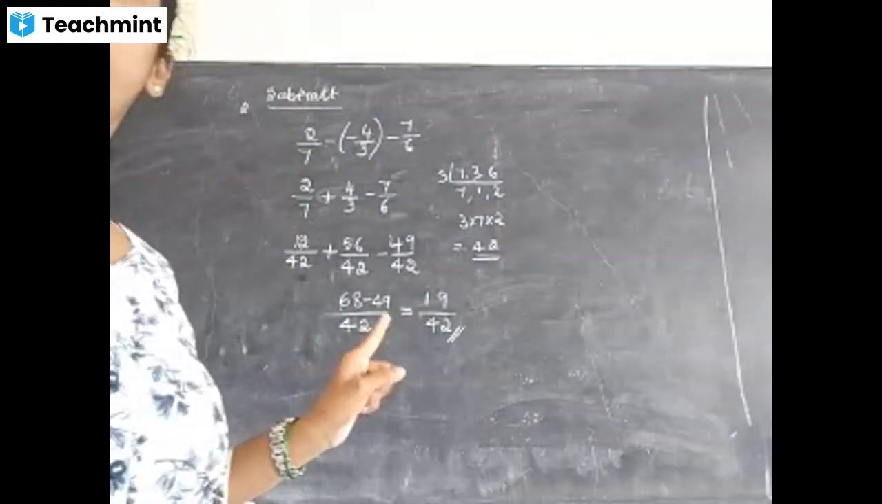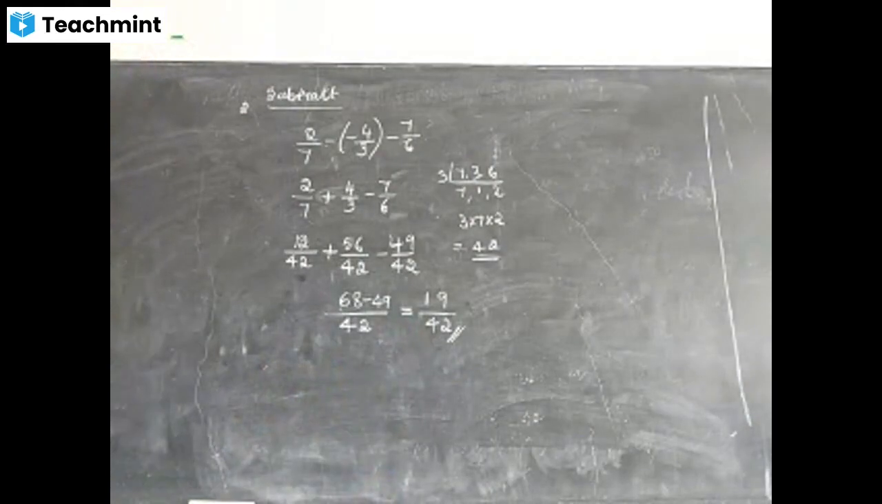So I think you understood addition and subtraction. Easy. Remember one thing: if the denominators are not the same, you have to make the denominators the same. With respect to the denominator, you convert the numerator, then go for the addition or subtraction. That's all. Next we will go for multiplication. Multiplication is easy.